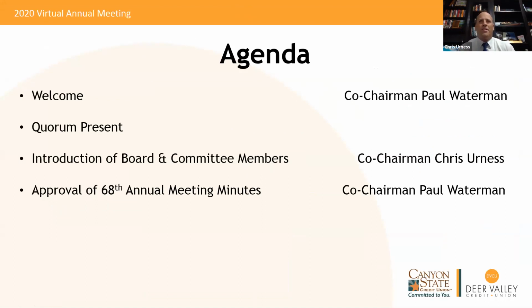Well, welcome everyone to the 69th annual meeting of our members. My name is Chris Ernest, co-chairman of the Board of Directors. Good morning, everyone. My name is Paul Waterman. I'm the co-chairman of the Board of Directors. Let's call this meeting to order. The first order of business is to make sure that we have a quorum. And based on the numbers I'm seeing, we have 113 participants, which is sufficient. So I will officially declare the quorum is present and this meeting can begin.